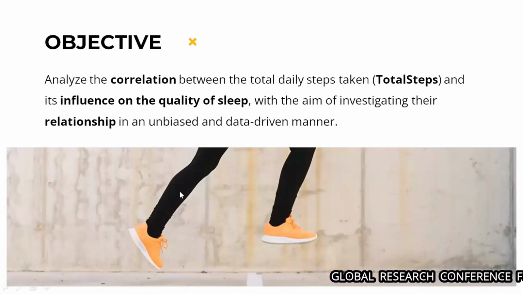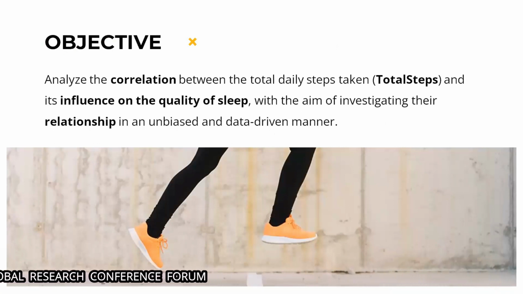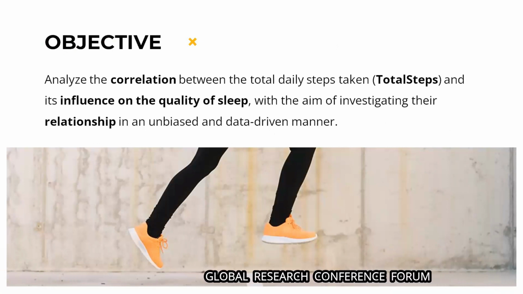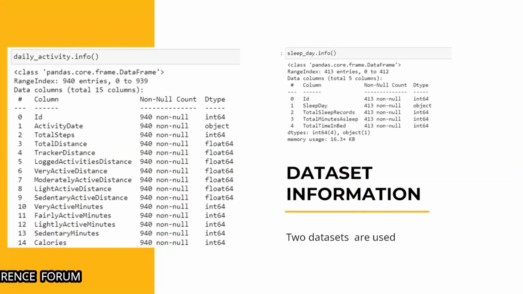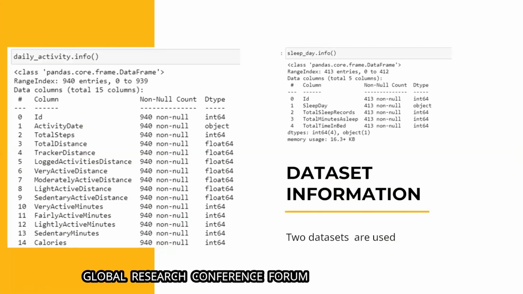The main objective of this research is to analyze the correlation between the daily steps taken and its influence on quality of sleep, with the aim of investigating the relationship in an unbiased and data-driven manner. My data set contains two tables. First is the daily activity table and the second is the sleep day table. This is the information about both the tables.